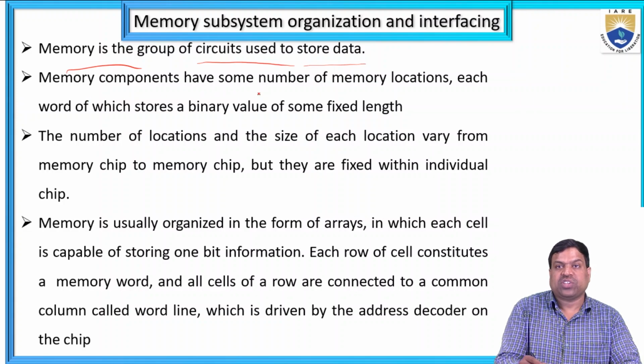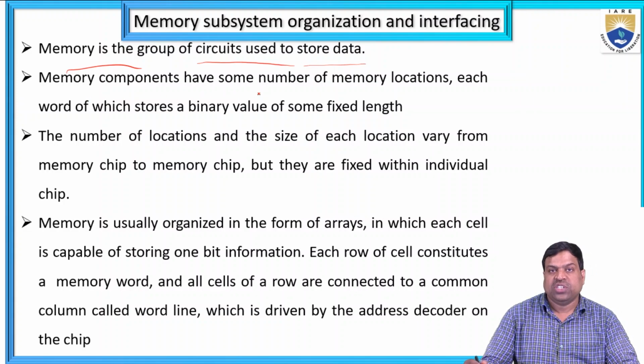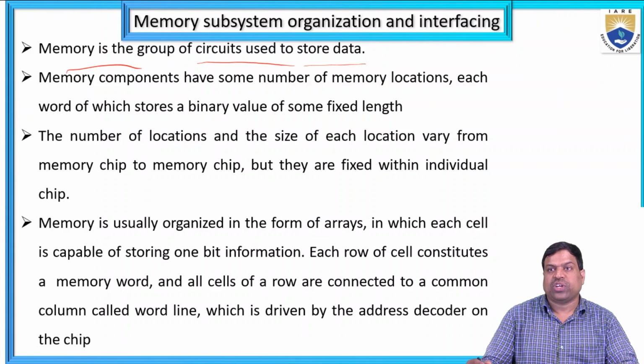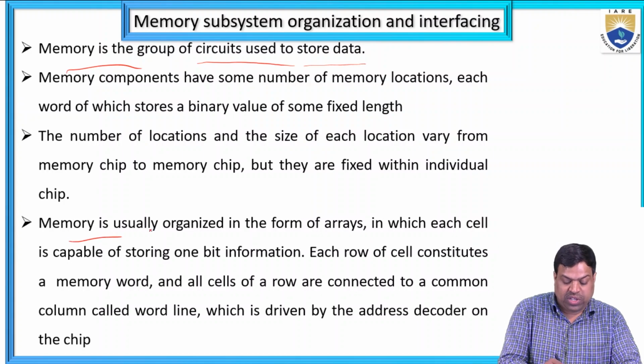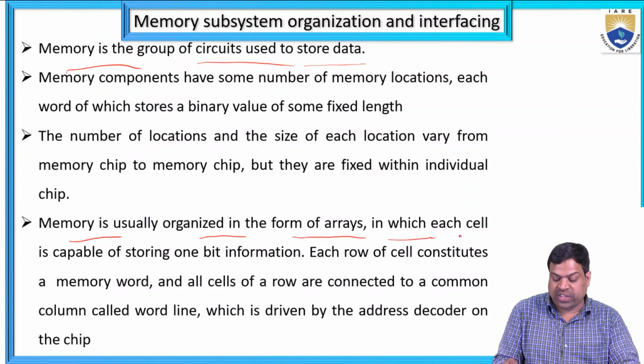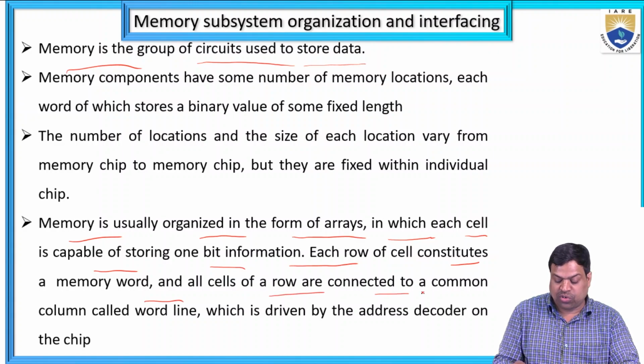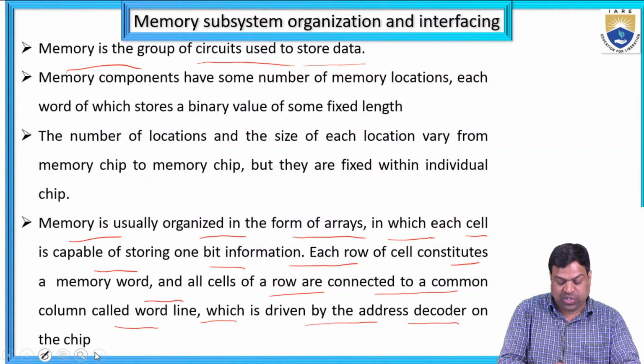The memory components have some number of memory locations, each one of which stores a binary value of some fixed length. The number of locations and the size of each location vary from memory chip to memory chip, but they are fixed within an individual chip. Memory is usually organized in the form of arrays, in which each cell is capable of storing one bit of information. Each row of cells constitutes a memory word, and the cells of a row are connected to a common column called the word line, which is driven by the address decoder.